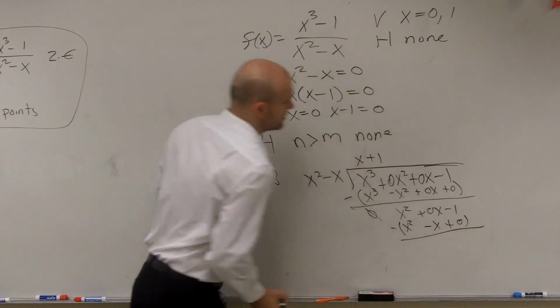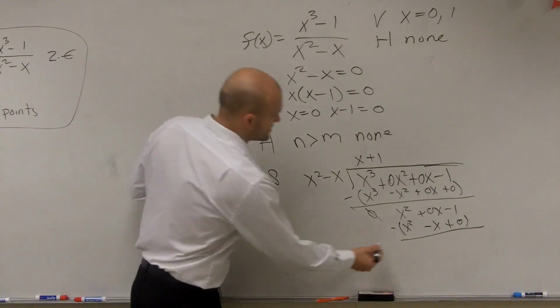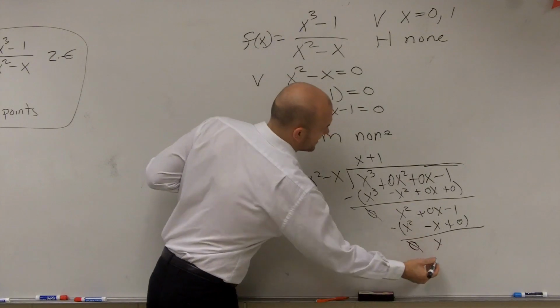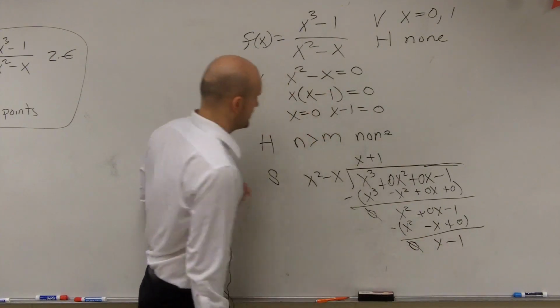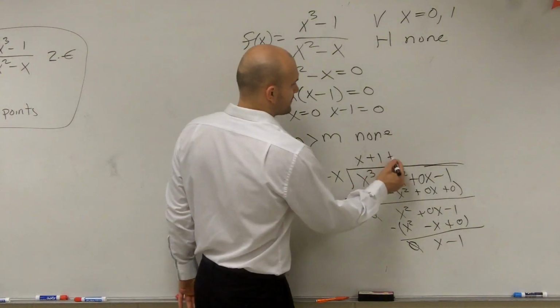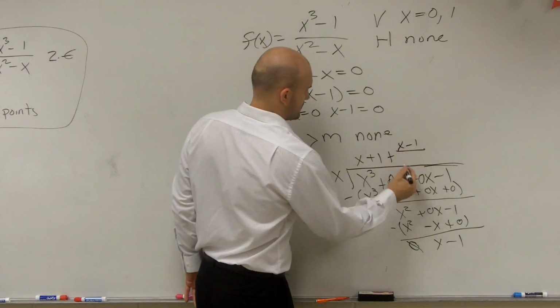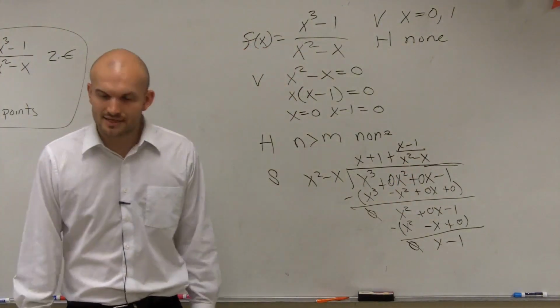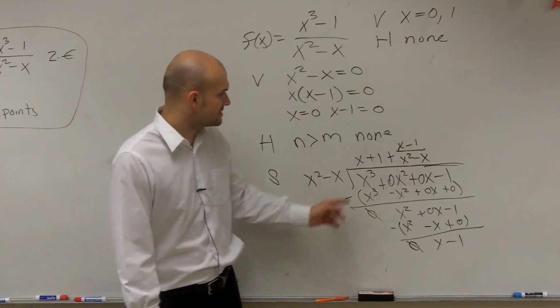Subtract. X squared minus x squared is 0x squared. 0 minus the negative x squared is positive x minus 1. Does x squared go into x? No. So that's now going to be our remainder.